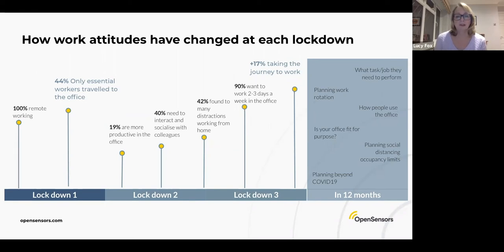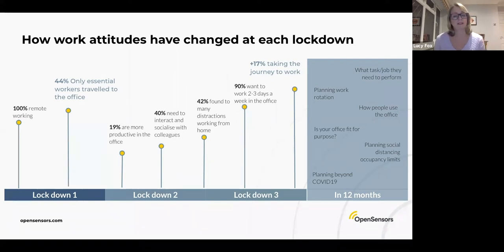So when we look at lockdown 1, 44% only essential workers travelled to the office, and yet now we're seeing an increase of plus 17% taking that journey to the workplace. In lockdown 2, the stats were that 19% felt they were more productive in the office.